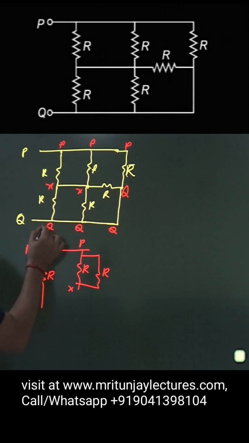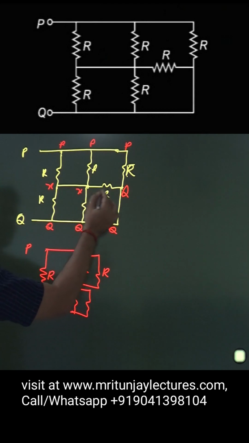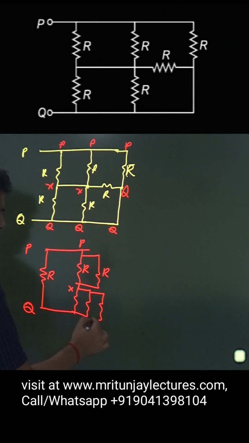After that, X is connected to Q and X is connected to Q, clear? So that is R and this is R also, clear or not? Our motto is to determine the equivalent resistance between P and Q, clear?